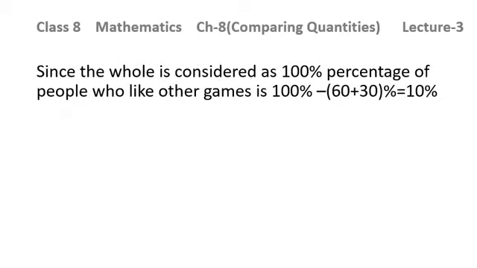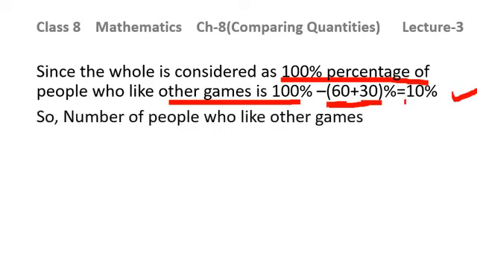Then since the whole is considered as 100 percentage, as we know that 100 percentage is the whole considered here, we need to find the percentage of the people who like other games. 100% was the total, 60% like cricket, 30% like football. So we have added these two and subtracted from 100% to get the percentage of the people who like other games.